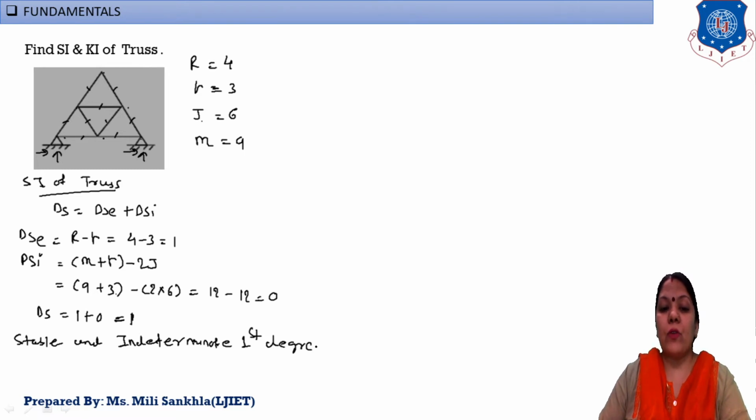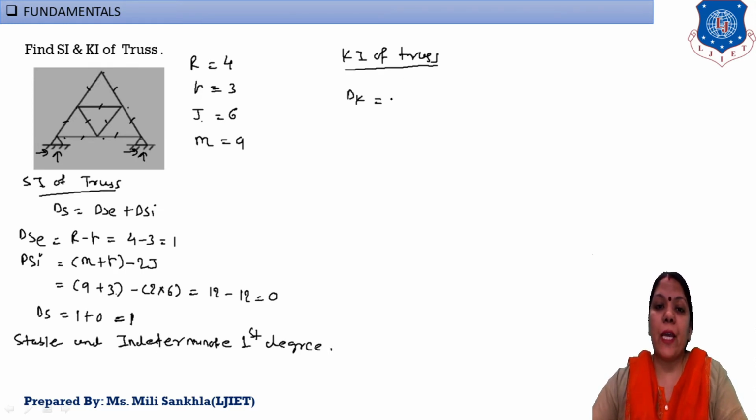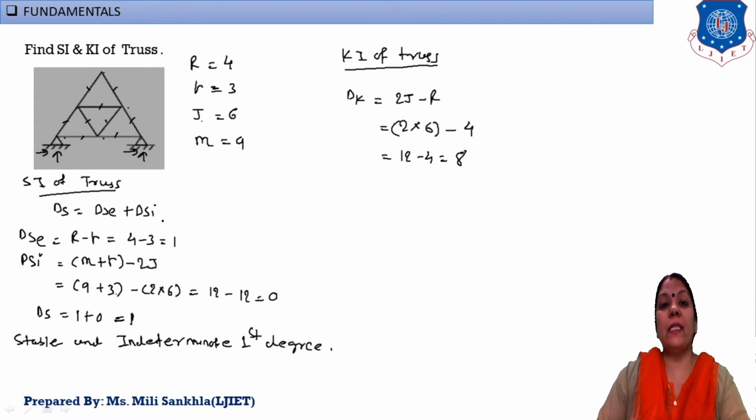Now second, make a heading: KI of truss. Now we find KI of truss. The notation of KI is DK, and the equation is 2j minus r. Here j for joints is equal to 6, which we already found, so 6 into 2, and r is equal to 4. 12 minus 4 is equal to 8. Now verify whether this answer, 8, is right or wrong.